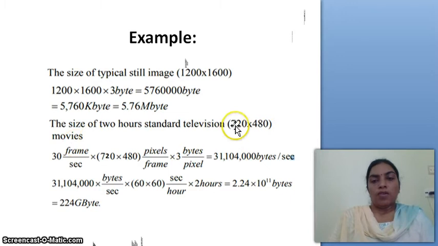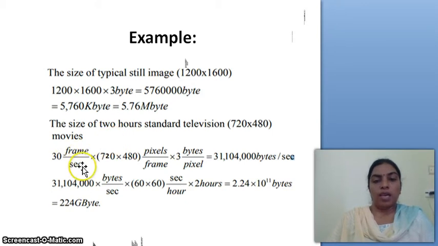So here, 720 by 480 is the standard television picture size. Now here is a movie, a 2 hour movie. Do you see this calculation? Suppose it is 30 frames per second. So how many frames are there in a particular second of the video? 30 frames are running per second, right?